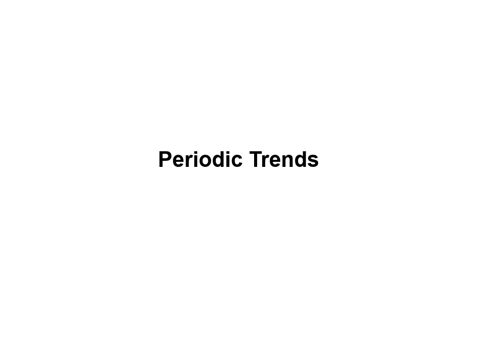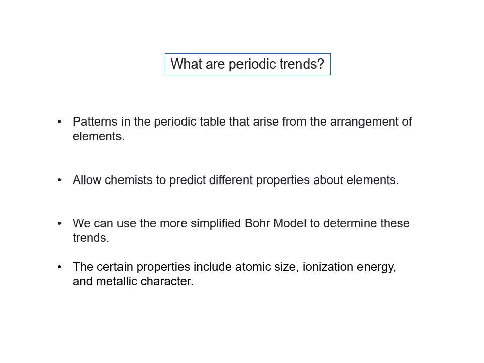Hello everyone. In this lecture, we're going to talk about trends in the periodic table. Okay, so first let's talk about what periodic trends are. Periodic trends are patterns in the periodic table that arise because of the arrangement of the elements. The way the elements are placed in the periodic table results in these periodic trends. These periodic trends allow chemists to predict different properties about elements.